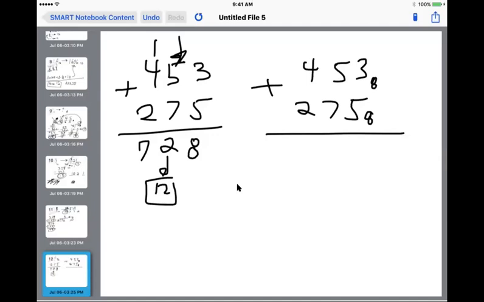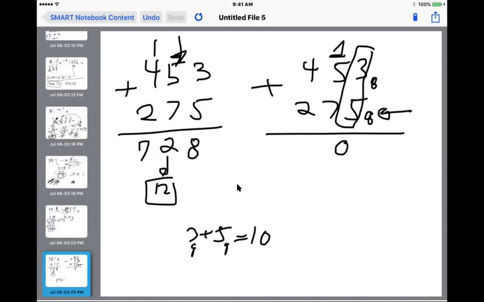Now 453 plus 275 in base 8. Well, one way you could do this is convert them both to base 10, add them, and then convert the answer back to base 8. But that would take too long. So here's what happens. You do 3 plus 5. But 3 plus 5 is 8. There is no number 8, just like there's no number 10 when you add in base 10. So what we do is we put a 0 here and we carry the 1. Because 3 plus 5 in the base 8 world is the number that looks like 10 in the base 8 world.